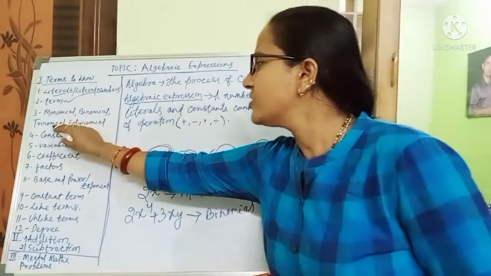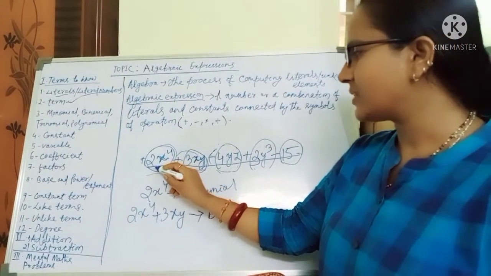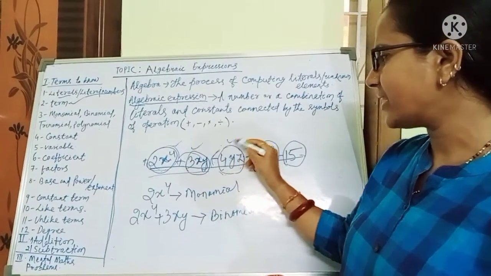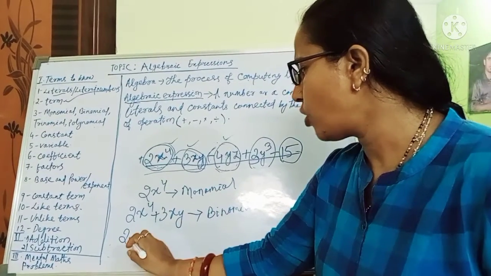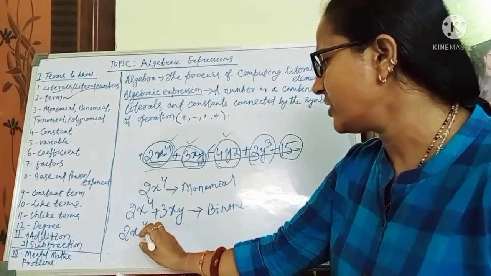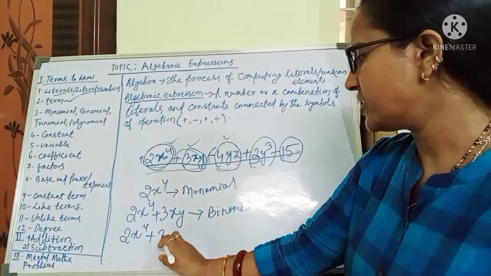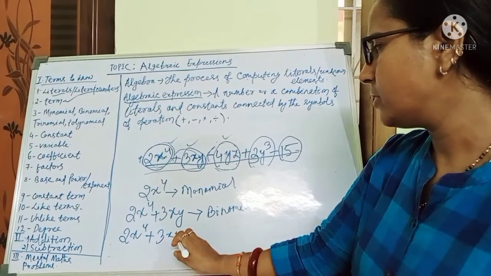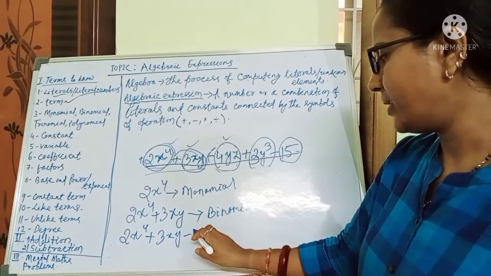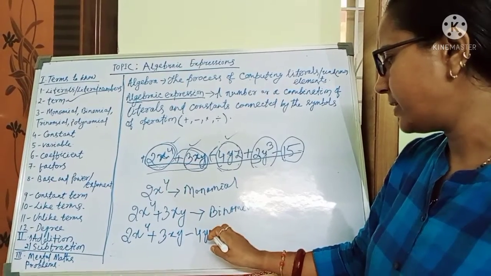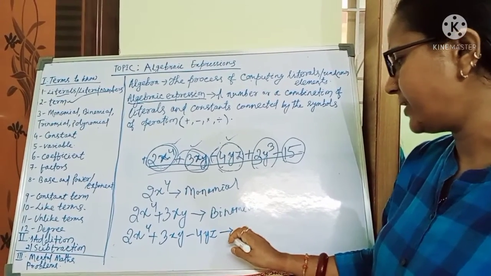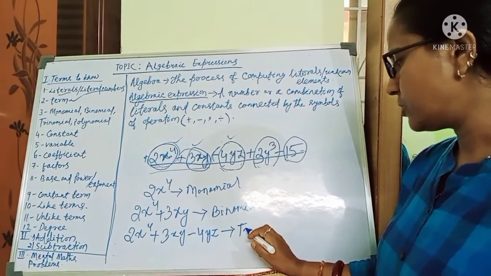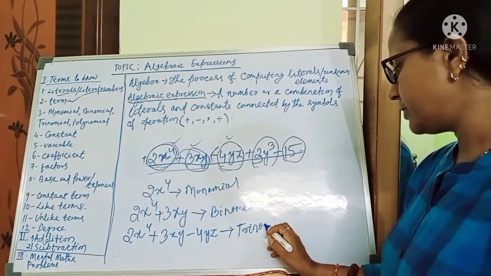The next is trinomial. Trinomial is nothing but if there are three terms. If you find three terms in an algebraic expression, then it is a trinomial. Minus 4yz, if there are three terms in an expression, it is known as trinomial.